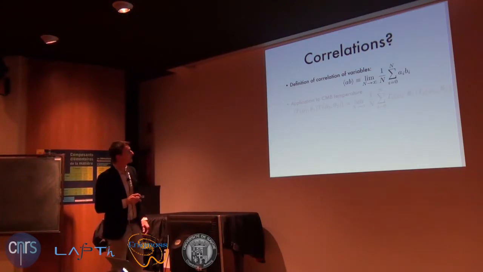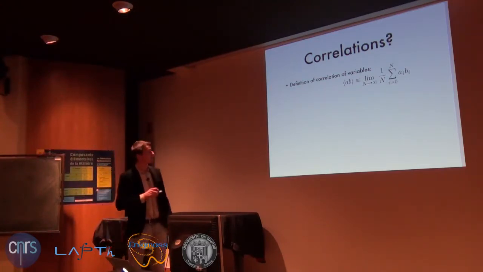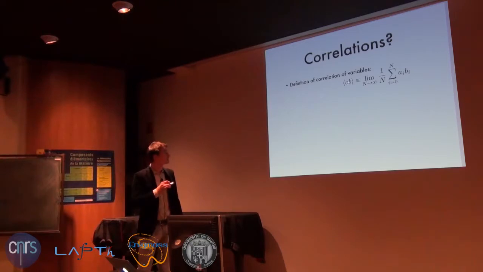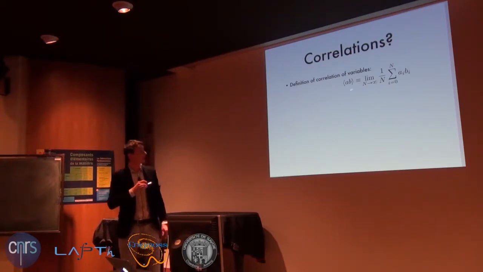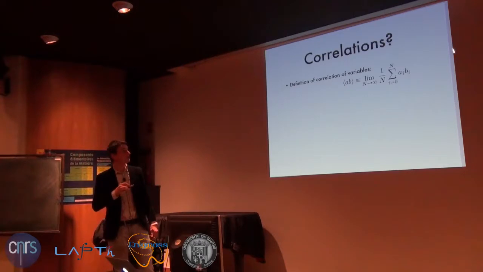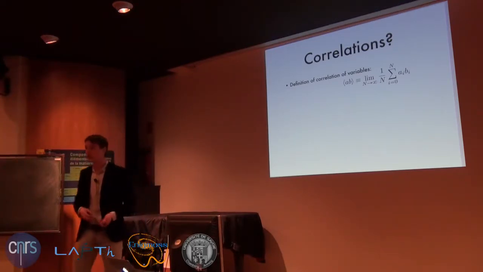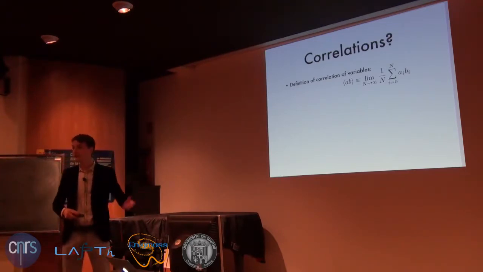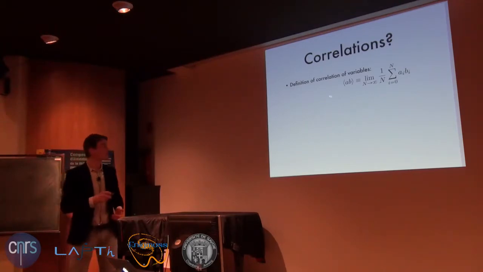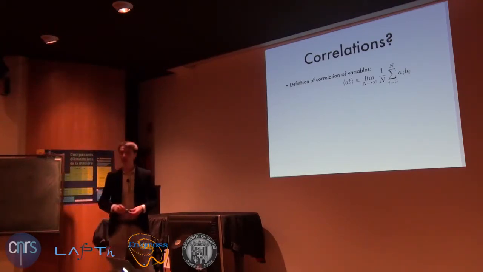So what is the definition of a correlation of two variables? If I have a variable A and a variable B, their correlation is defined as the average of their multiplication when I take an infinite number of measurements of this multiplication. This is the correlation of two variables. And if you design an experiment on Earth, you can actually do this. You can do a number of repetitions that is by all purposes infinite, and you can measure your correlation up to very high accuracy.